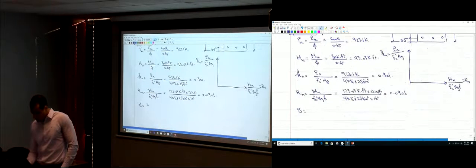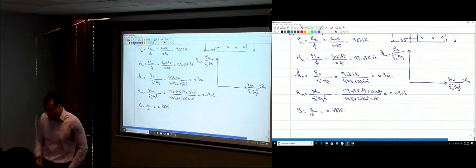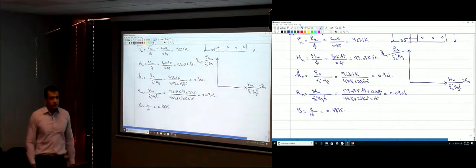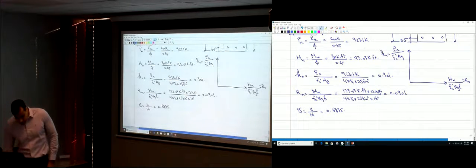So 11 divided by 16. So gamma is 0.6875. Okay? So you have to use the figure for 0.6 and you have to use that for 0.7 and interpolate the two values. Okay?